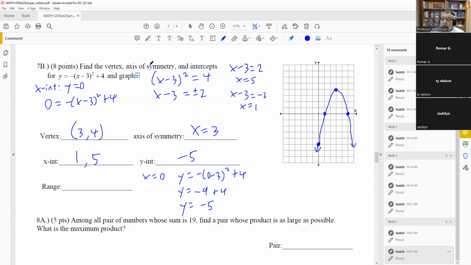It makes sense it's upside down because there was a negative out in front of that was your A value. And we're talking about the vertex formula. So there's an A there that's negative. That tells you the graph opens down.